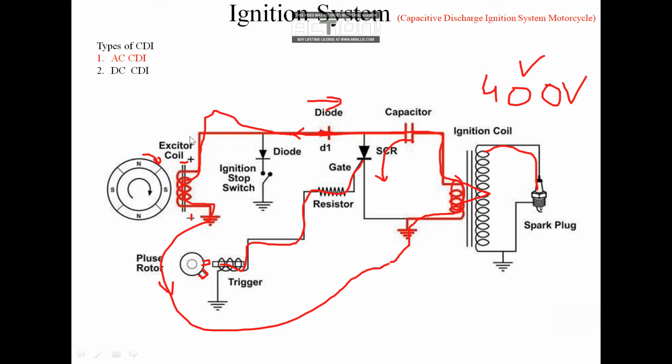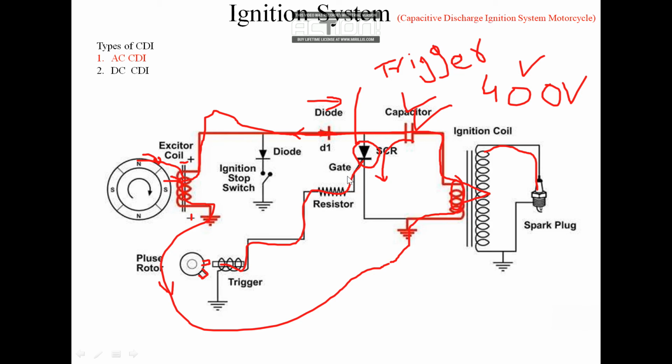So the first cycle, whenever S is in front of the exciter coil, is just for the charging of the capacitor, and whenever N comes in front of the exciter coil, that time the capacitor gets discharged, and the transistor here is used as an electronic unit which helps to trigger this discharging. So this is an electronic unit which helps us to trigger the discharging.